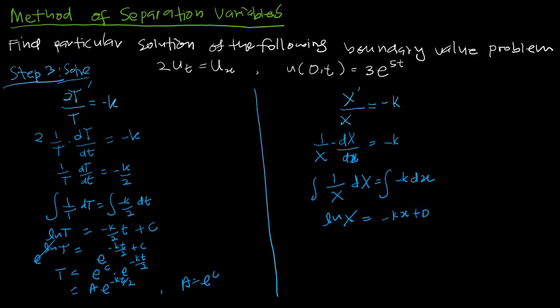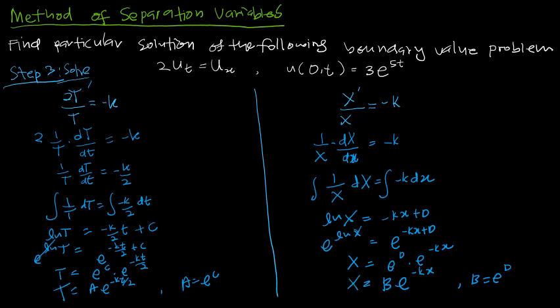Okay, because just now we put c already, so we put the exponential on both sides, so we have e^(ln X) equal to e^(-kx + d). Then we have capital X here equal to e^d multiplied by e^(-kx). So maybe we can put another constant b, e^(-kx), where b is equal to e^d. Okay, so we have two equations for T and X.